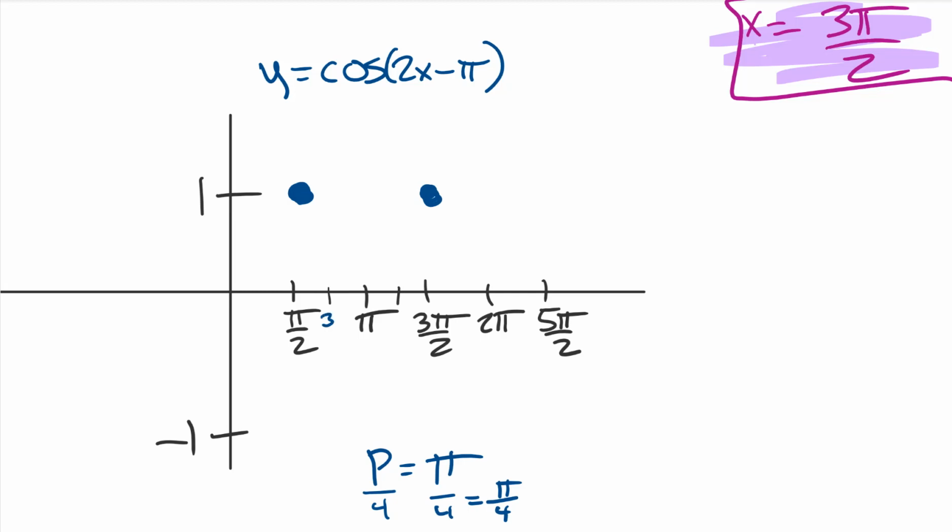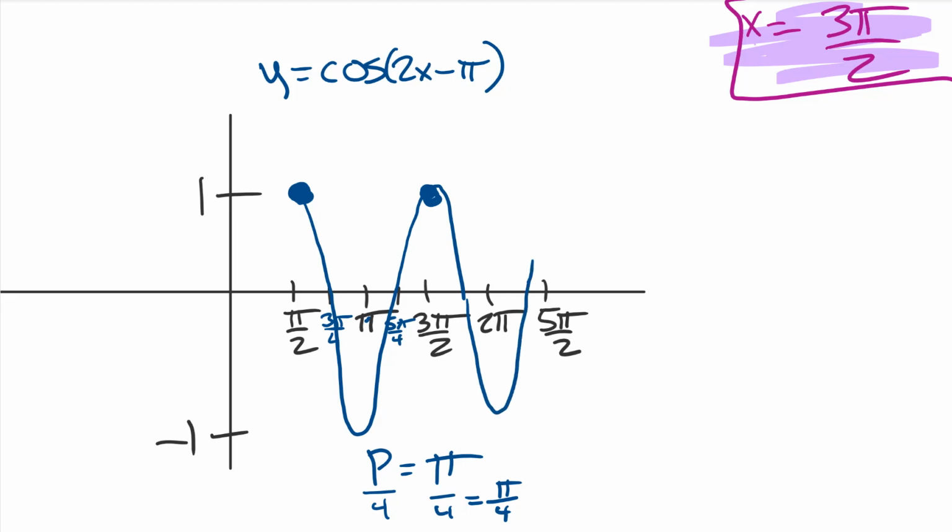So pi over 2 plus pi over 4 is 3 pi over 4. 3 pi over 4 plus pi over 4 is 4 pi over 4, or pi. 4 pi over 4 plus pi over 4 is 5 pi over 4. Now we found our intercepts, just by using a little bit of logic. And we know we just keep working right in like this. So, not simple, huh? Now this would have to go back, and wow, that looks like something else.